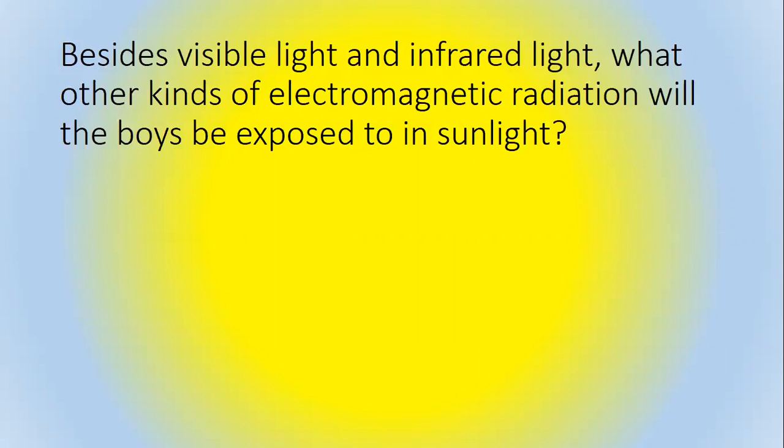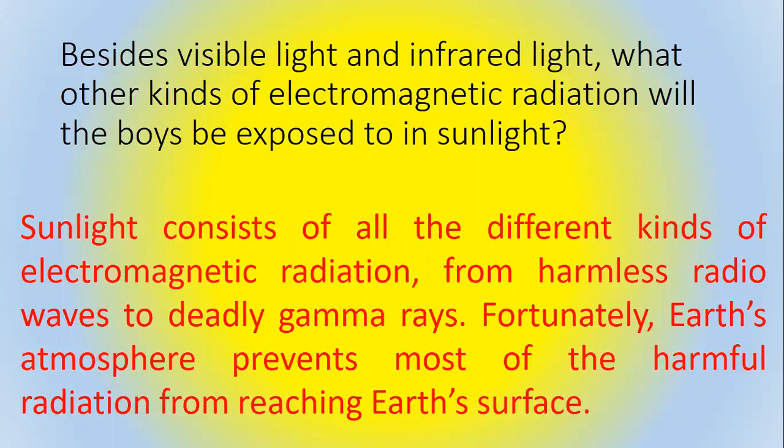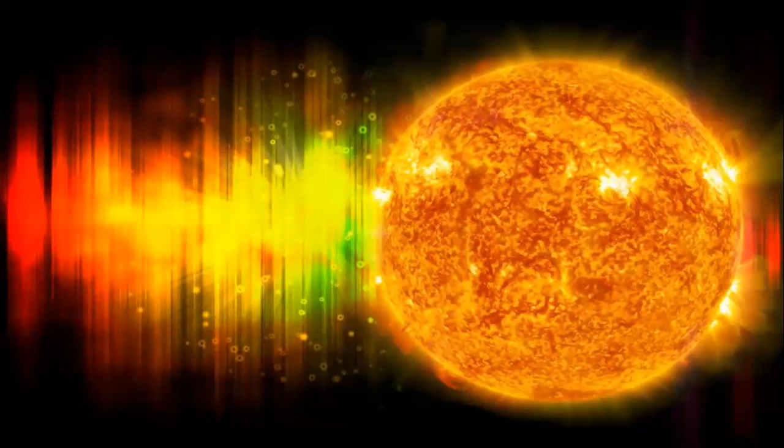Let's talk about what other electromagnetic radiations these boys are going to be exposed to in addition to visible light and infrared light. Well, sunlight consists of all the different kinds of electromagnetic radiation, from harmless radio waves to deadly gamma rays. Fortunately, Earth's atmosphere prevents most of the harmful radiation from reaching Earth's surface. Electromagnetic radiation is energy that travels in waves across space as well as through matter. Most of the electromagnetic radiation on Earth comes from the sun.